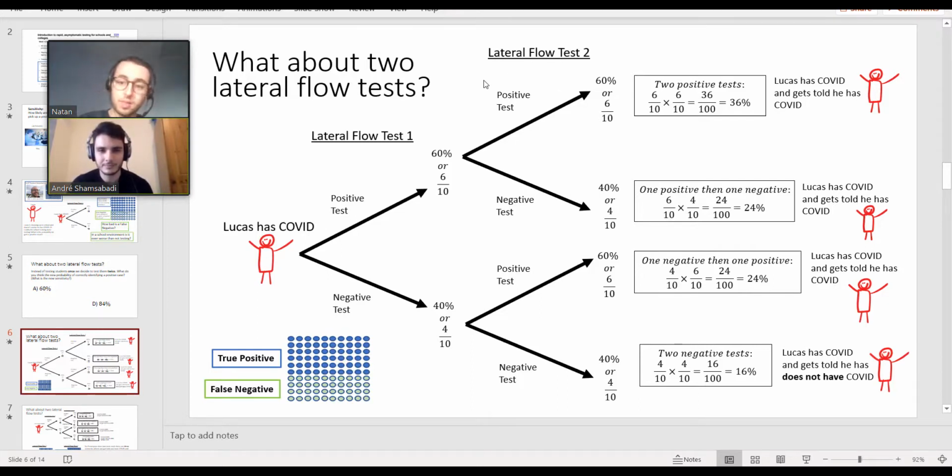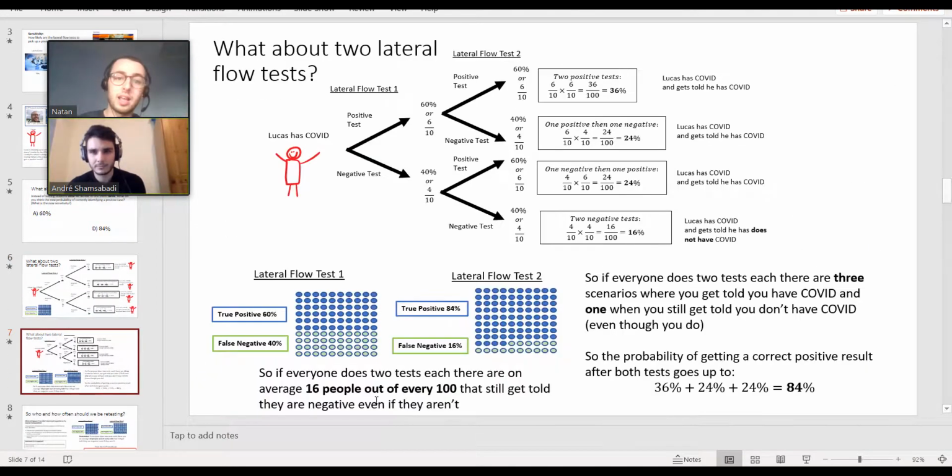Okay, so we are dealing with the misconception. What you can see here is that in these three scenarios, 36 plus 24 plus 24, in 84% of the cases you're getting at least one positive test. So the lateral flow test has done its job. It has found positives when you have COVID, success. But in 16% of the cases, down here, you are still getting a false negative. So 16 out of 100 people are told twice that they have a negative test, so they're definitely going to think they're negative, even though they do have COVID.